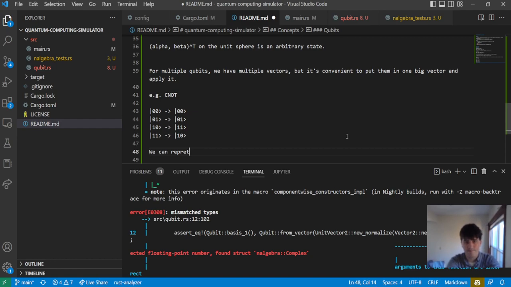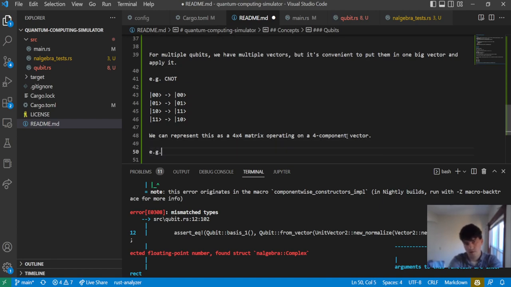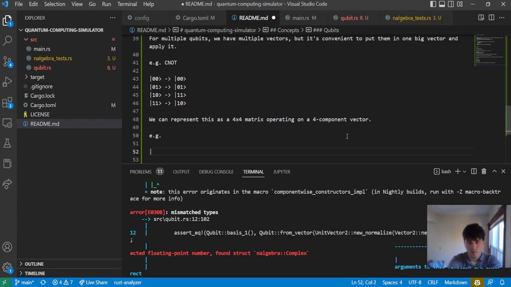It's convenient to represent this as a 4x4 matrix operating on a 4 component vector. Okay. And e.g. 1, 0 is 0, 1, 1, 0 transpose, because this is the vector that corresponds to the state 1, and this is the vector that corresponds to the state 0. And then the matrix is something full of ones and zeros that does the thing that you expect.